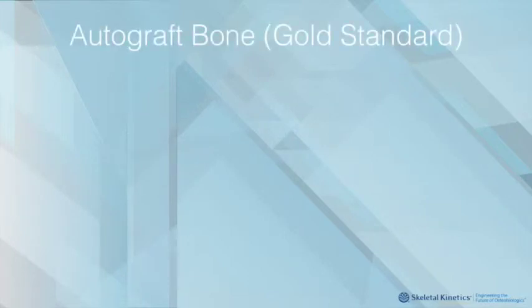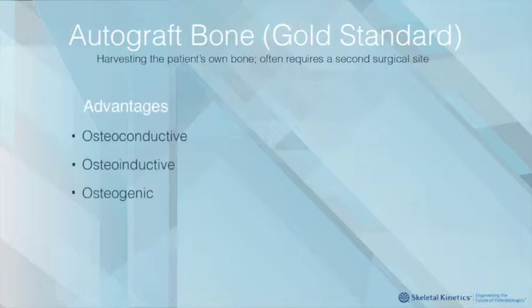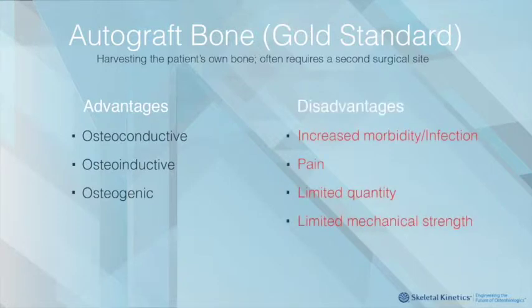So let's look at each of the properties of those classes. Autograft bone is the gold standard. Harvesting of the patient's own bone often requires a second surgical site. In this case, it'll be morselized autograft. Its advantages are it possesses all three biologic bone-forming qualities. The disadvantages are there is potential for increased morbidity and infection. There involves more pain sometimes. There is limited quantities and limited mechanical strength.